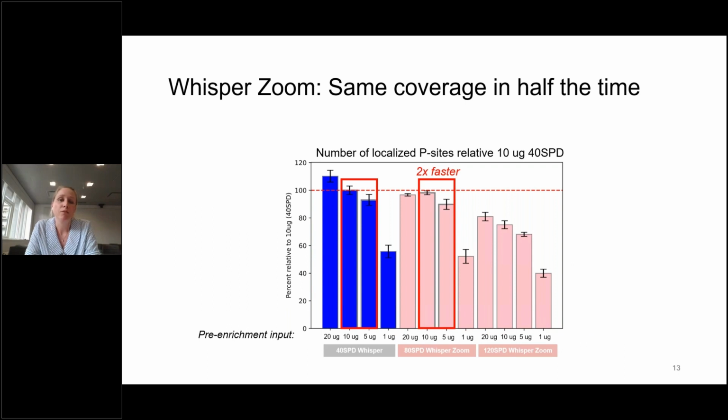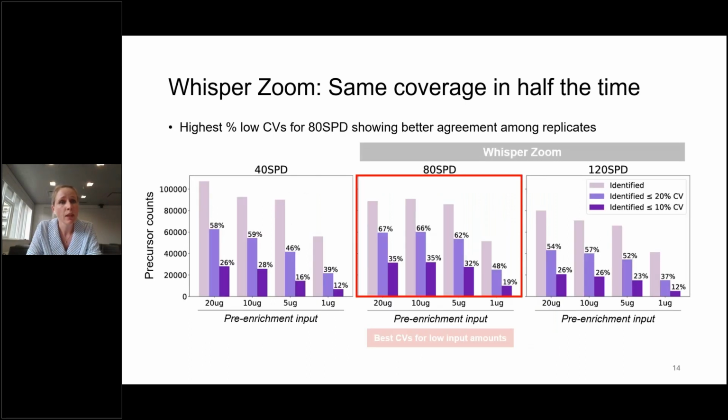If we look at the number of localized sites relative to the 10 microgram 40 SPD numbers, we really see almost no loss in going 2 times faster for low amounts, so the 5 and 10 microgram. And again, looking at the CVs, we have the highest percentage of low CVs for the 80 SPD, showing a better agreement among replicates for this method.